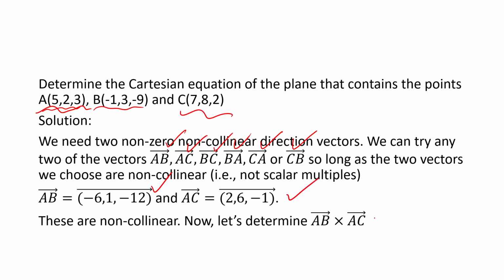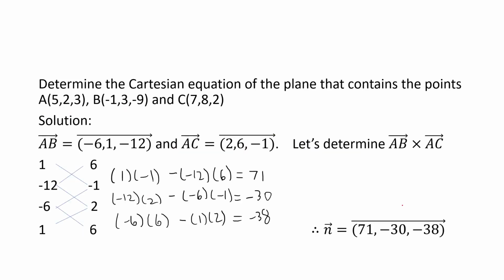So to get a vector perpendicular to both of those, in other words, a normal vector for the plane, we will determine AB crossed with AC. And when we do that, we see that AB crossed with AC is 71, -30, -38. We have a non-zero first component, so we'll use that as our normal vector.